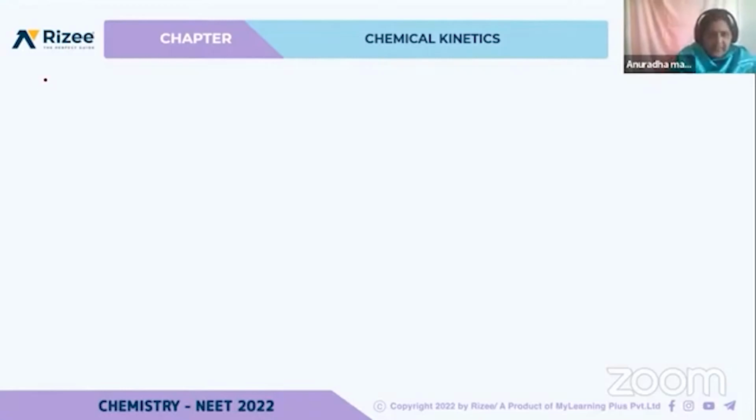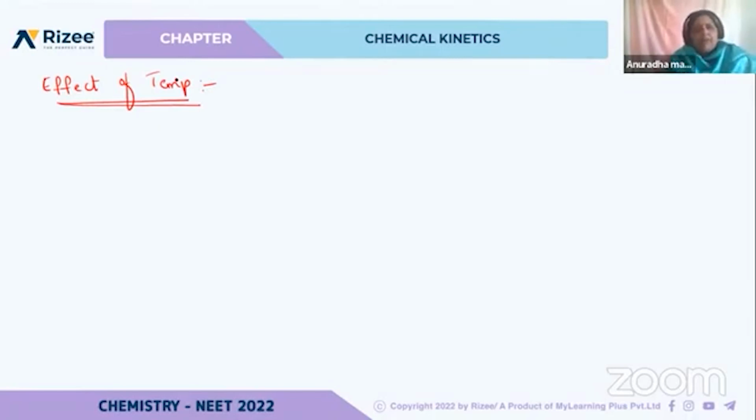Effect of temperature. The next factor affecting the ROR, the rate of reaction, is the effect of temperature. So how is temperature going to affect the rate of reaction? This can be well explained by one scientist, Arrhenius. He derived an equation for that.